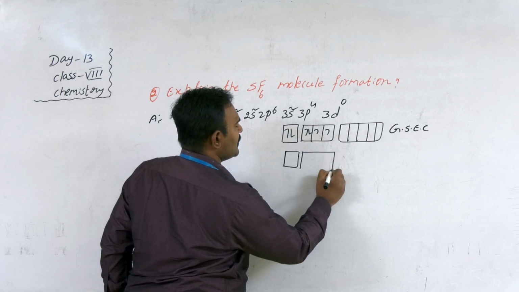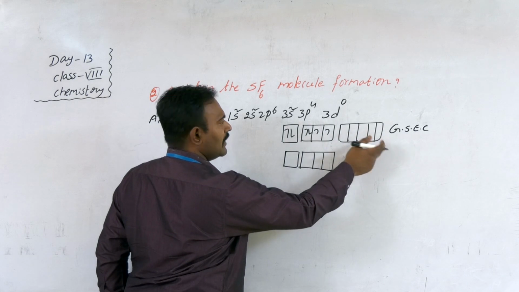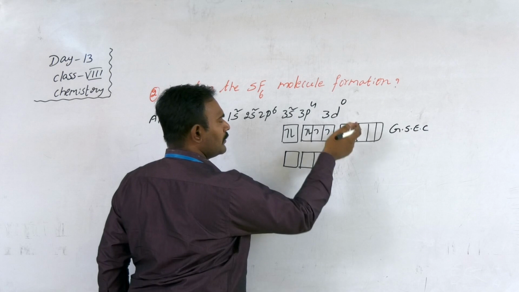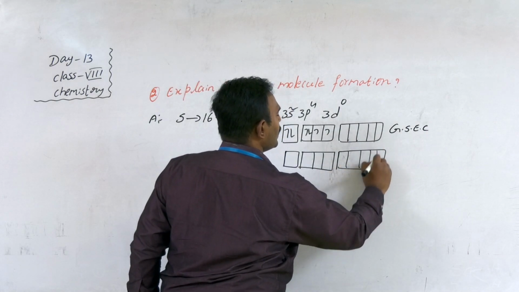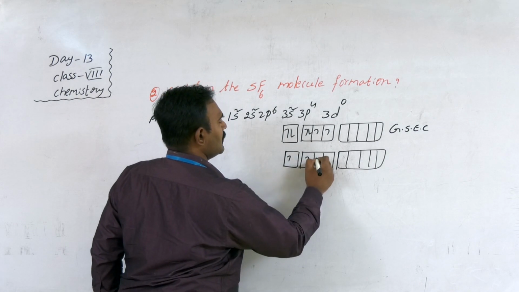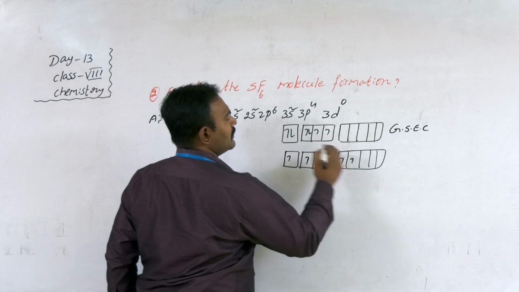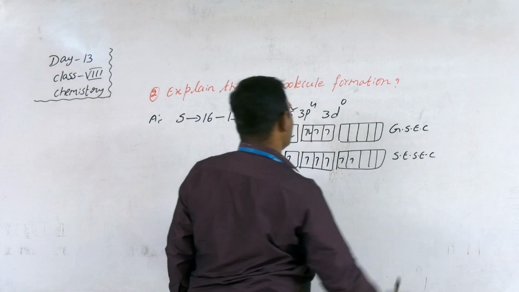In the first excited state, one electron jumps from s orbital to d orbital. In the second excited state, another electron jumps from p orbital to d orbital. Now coming to here, 2 electrons jumping from s and p orbital to d orbitals. This is called second excited state electronic configuration.